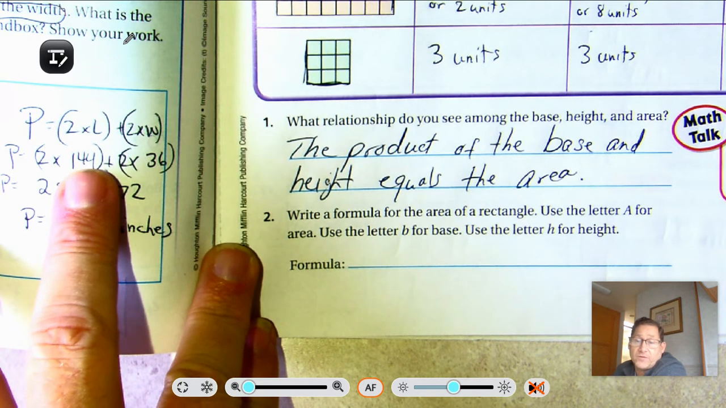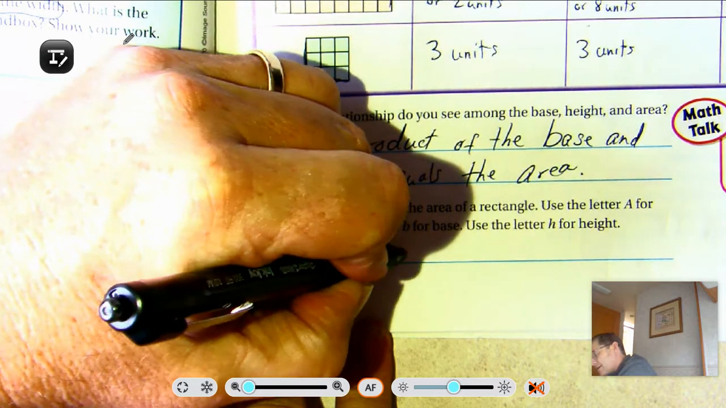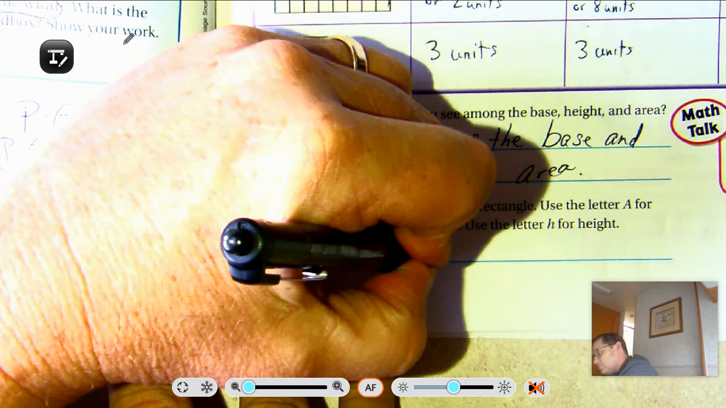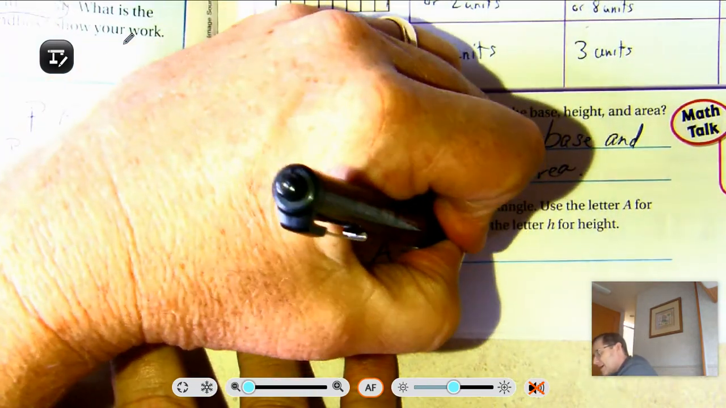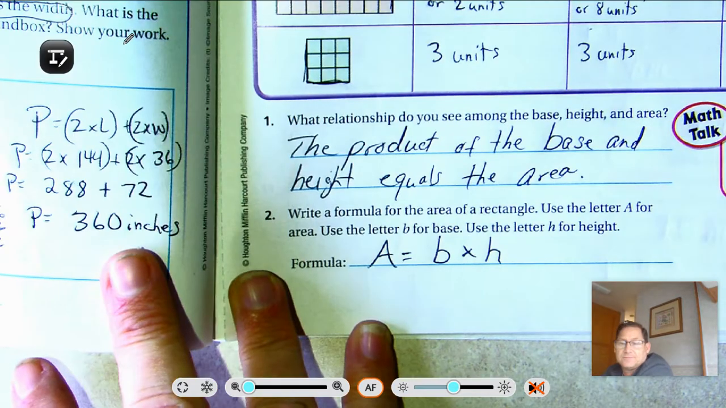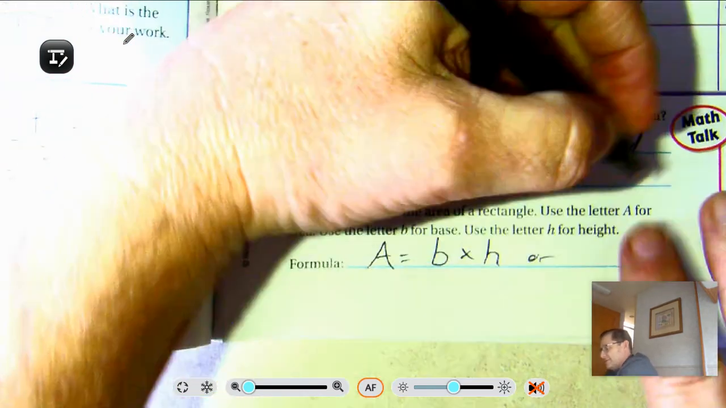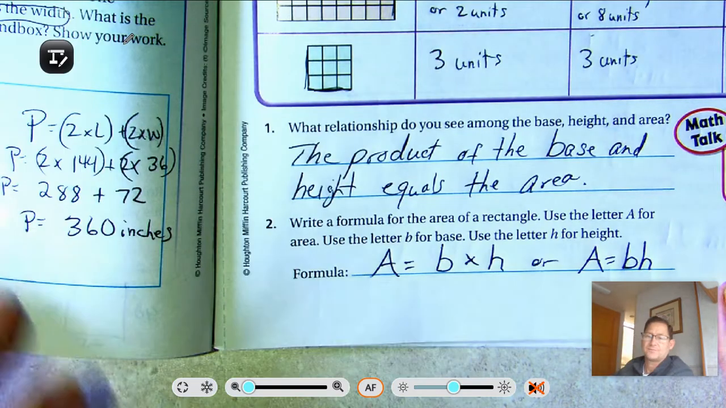So write a formula for the area of a rectangle. It says use the letter A for area, the letter B for base, and the letter H for height. Okay. Area of a rectangle equals the base, whichever side you call the base, times the height. You might also see it written this way: area equals base times height.